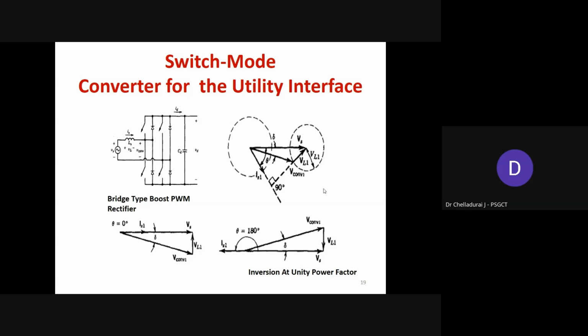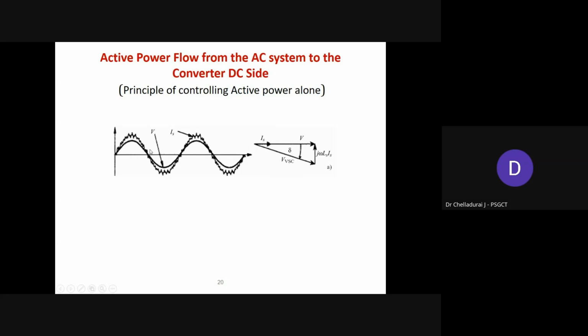and phase angle. So further, with the help of the waveform, if the voltage and current waveforms are both in phase in nature, the active power flow from the AC system to the converter DC side can be easily achieved. The same vector diagram that we discussed in the previous slides. Voltage and current are both in phase in nature.